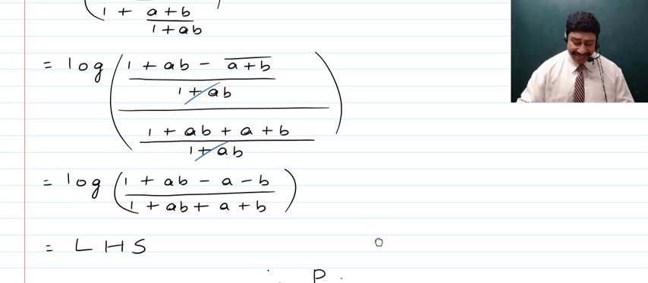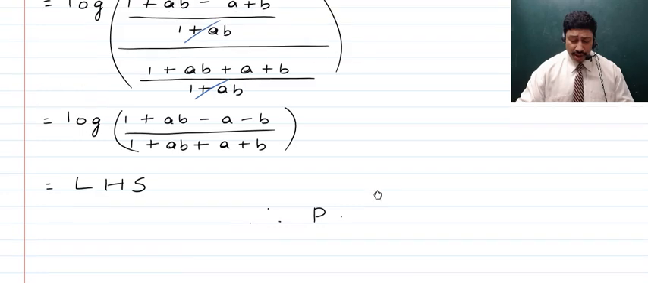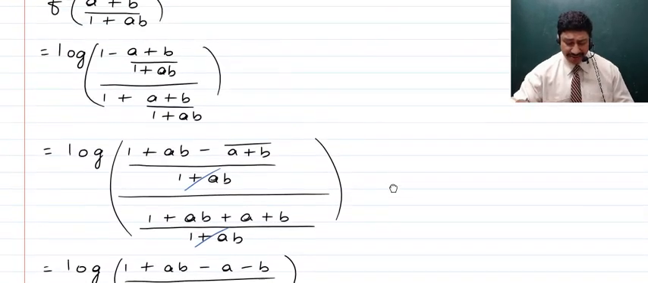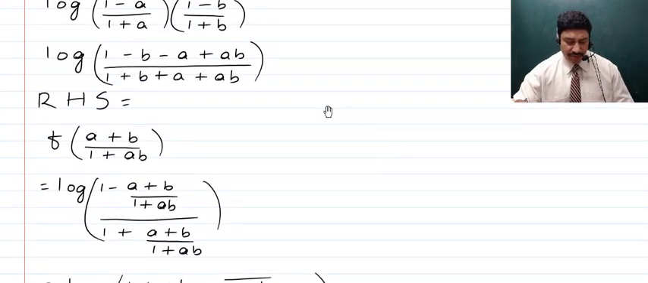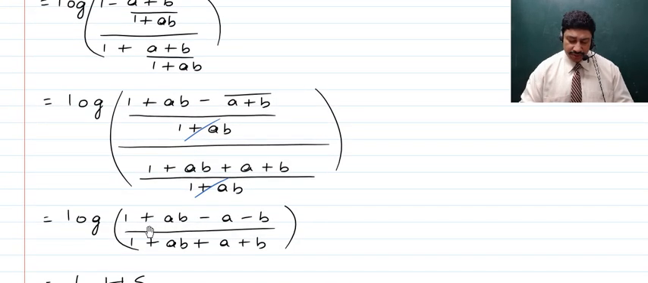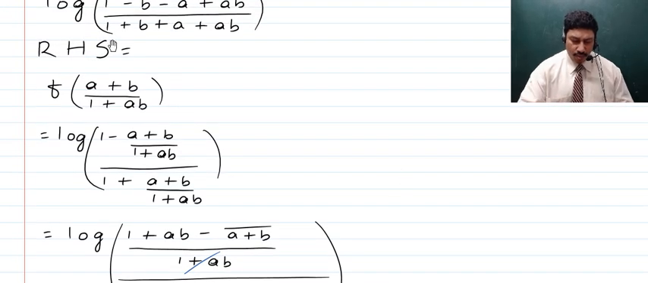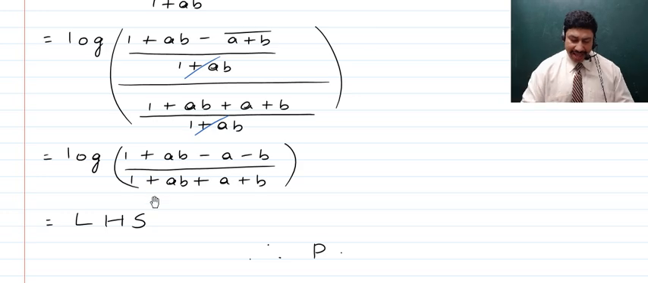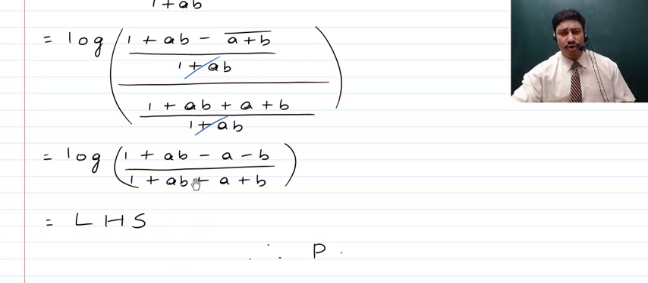Now children, next we have to talk about matching this with what we had on the left hand side, and we find that we had 1 plus ab minus a minus b, which matches, and in the denominator we have 1 plus ab plus a plus b, and that is exactly what we have here. As such, we can say that this is equal to the left hand side, and that is all that we're going to do in this. I'm sure all of you must have understood this.